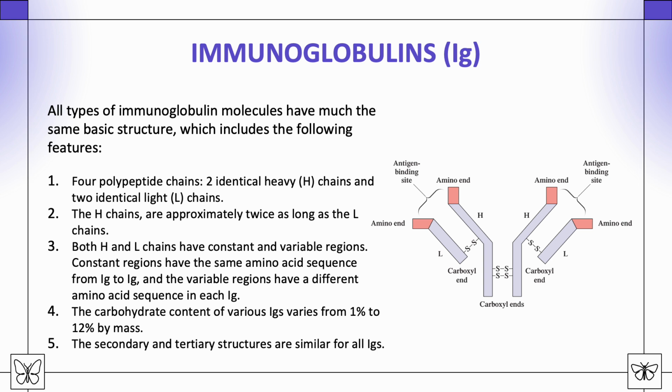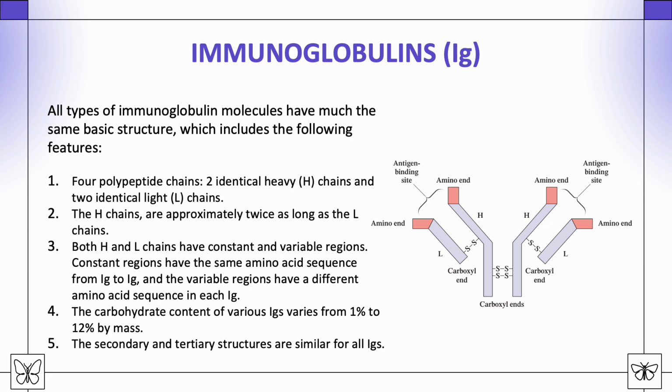First, as you can see from the image on the right, they have four polypeptide chains: two identical heavy or H chains, and two identical L or light chains. The H chains are approximately twice as long as the L chains. Both H and L chains have constant and variable regions. We call them constant regions because they have the same amino acid sequence from immunoglobulin to immunoglobulin, and the variable regions have a different amino acid sequence in each immunoglobulin.